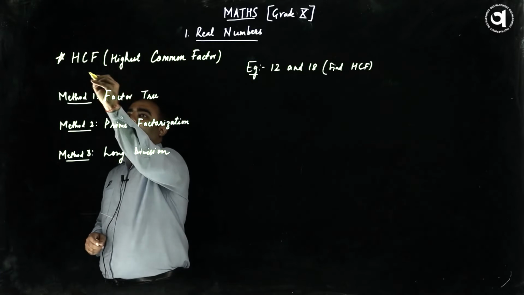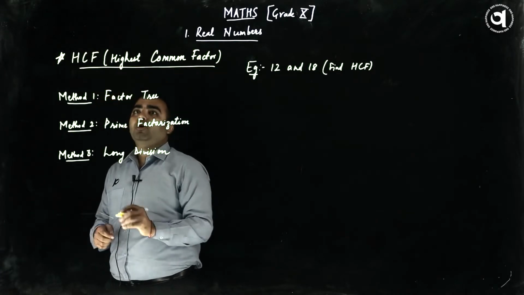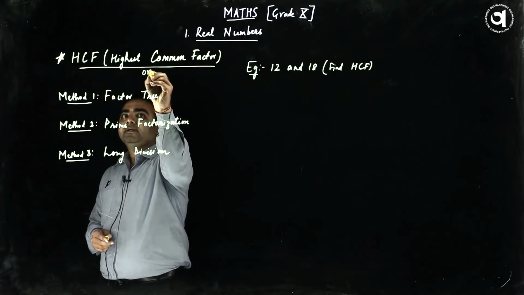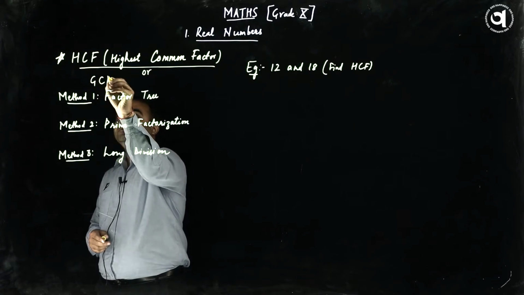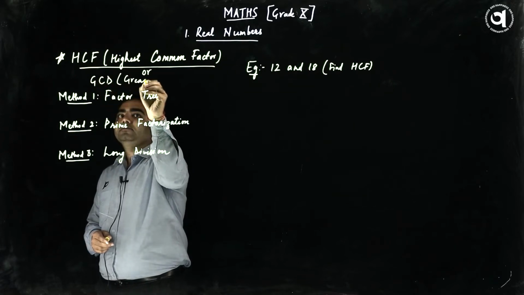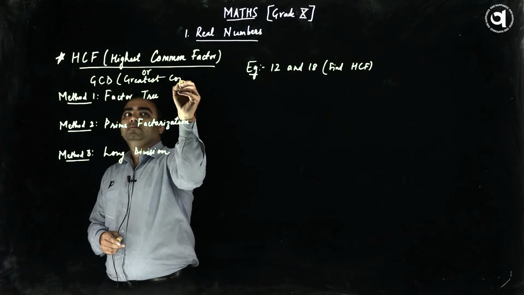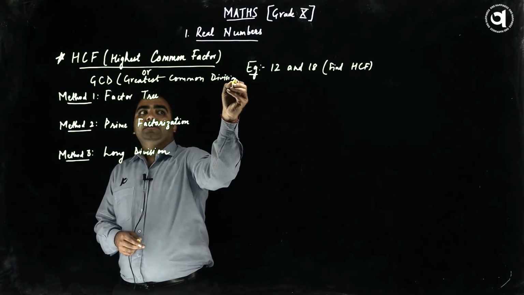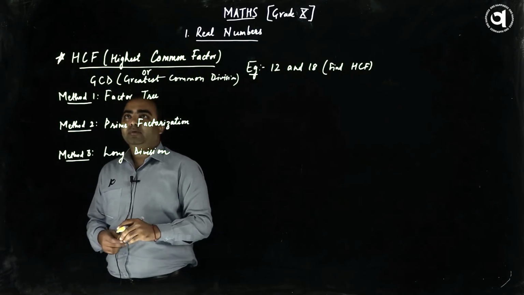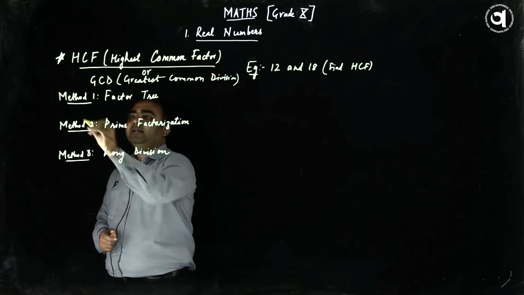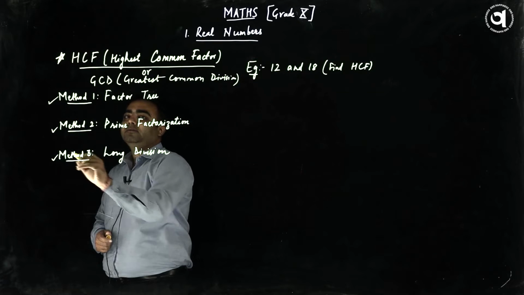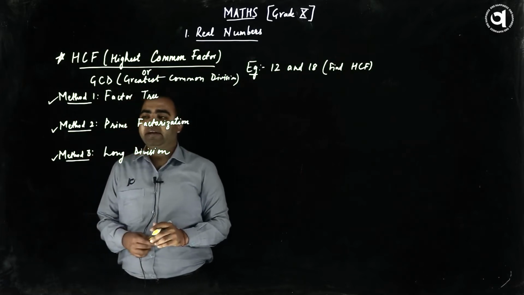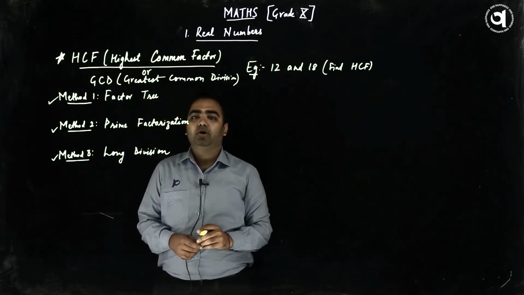Now first of all, what is HCF? HCF is the highest common factor. In other words, we can say it as GCD also, that is greatest common divisor. As you have already studied in lower standards how to find HCF, there are three different ways. Method 1 is the factor tree, method 2 is prime factorization, and method 3 is long division.